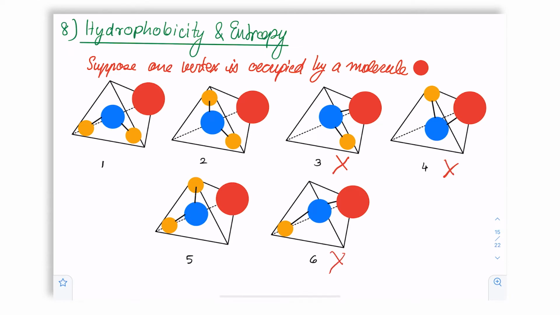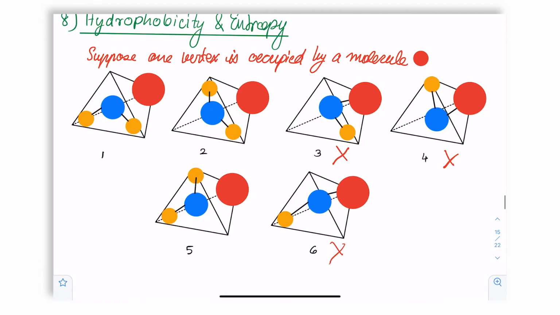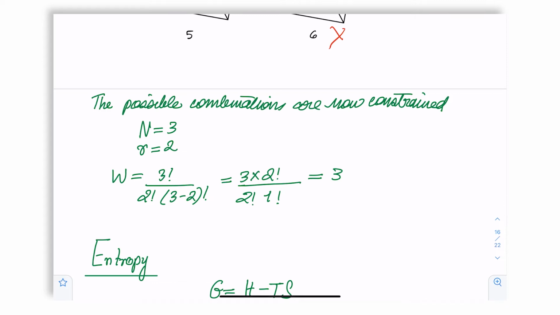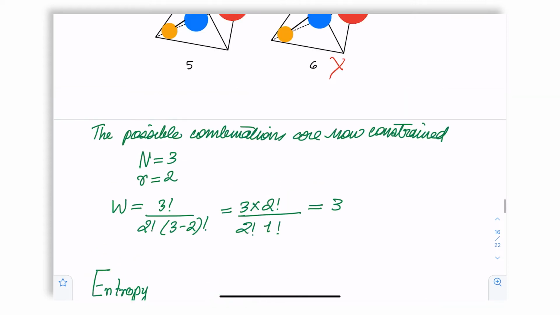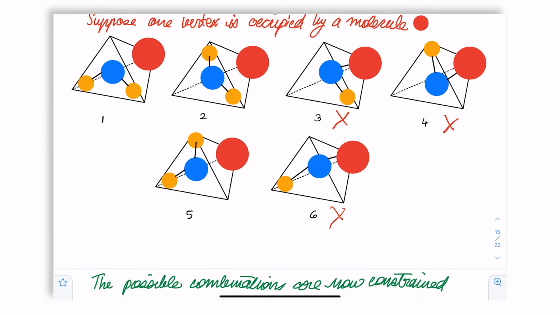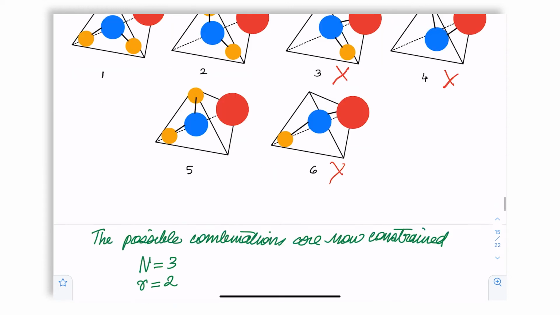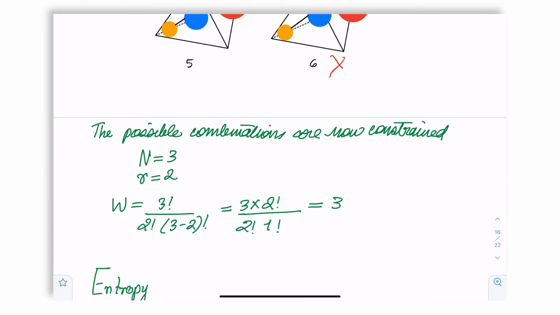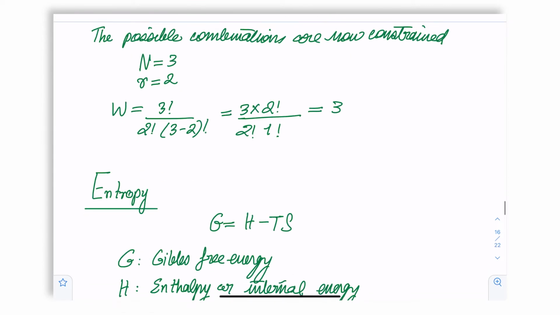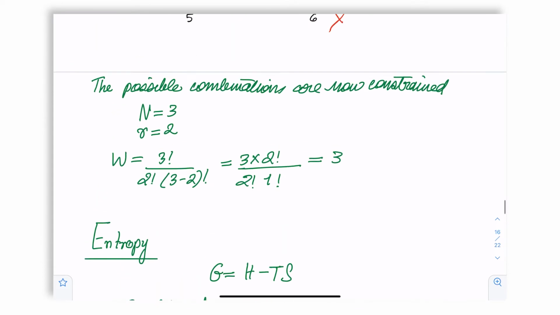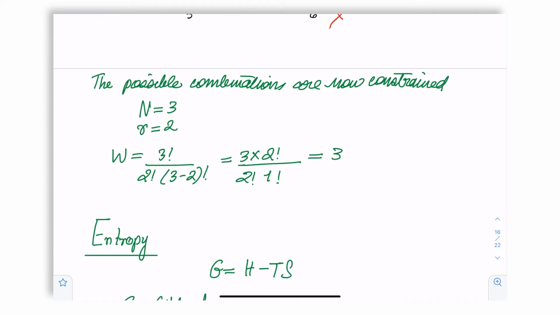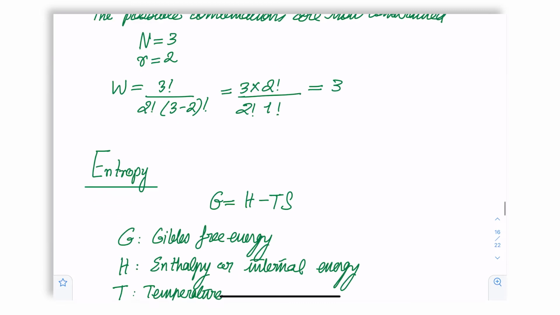and this one are eliminated. We cannot have them, right? Which means that the possible combinations are now constrained, which means we have now 1, 2, 3 vertices, again taken 2 at a time, and we end up with W equal to 3, right? Make sense? Okay. So this was all statistics, or statistics and combinatorics.